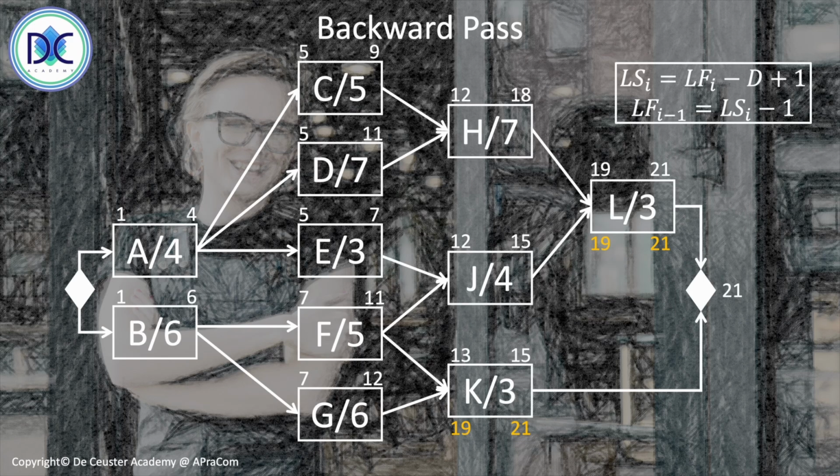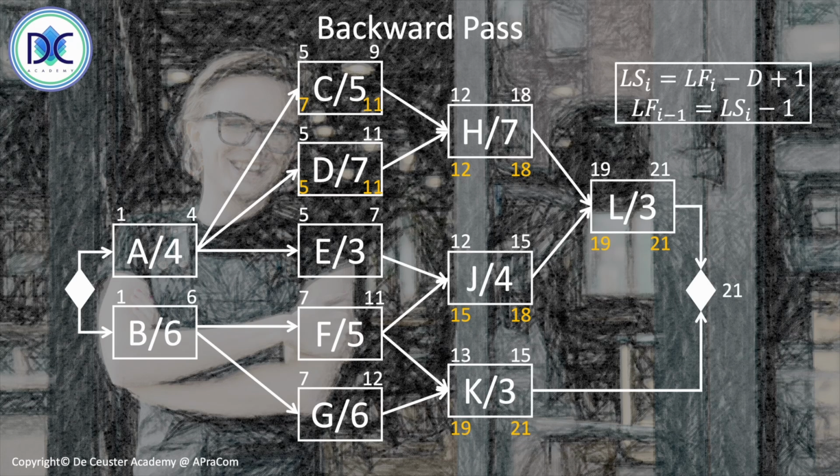For H and J, there is no problem. We have 18 as a late finish for both of them. For H, we find a late start of 12 and a late start of 15 for J. I think I, by accident, said for 18 it was the late start, but it's the late finish time of activities H and J. We can now continue. There is no issue for C and D. We find a late finish time of 11 for both of them. For C, a late start of 7, and for D, a late start of 5.